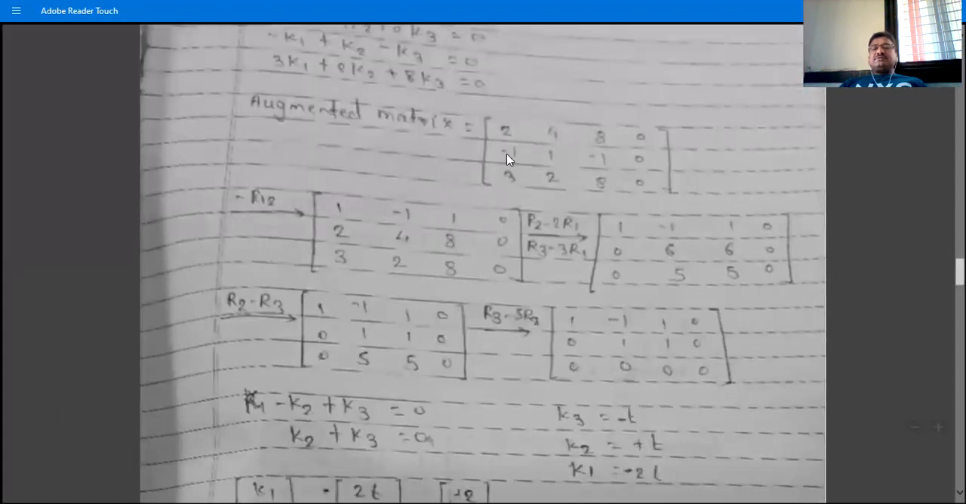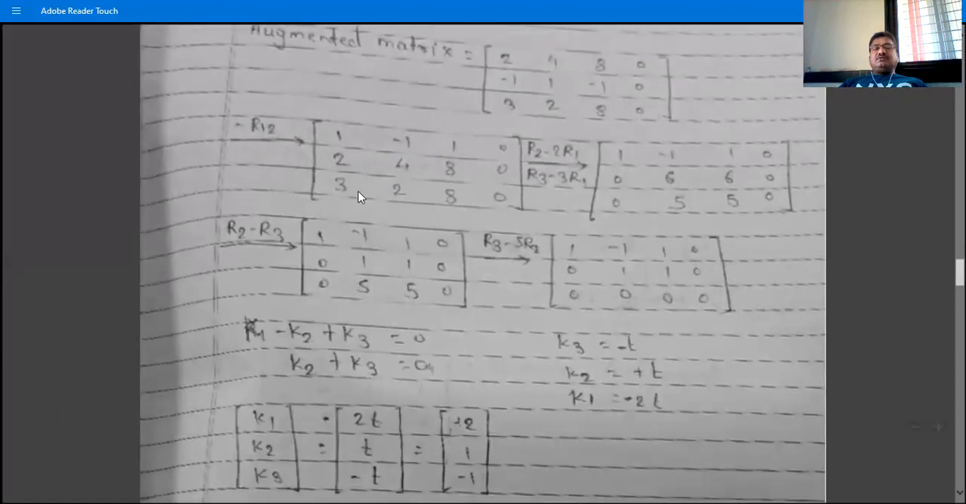Okay, and we have to reduce this matrix to echelon form. So R1 interchange R2, that is, interchange the first and second row, and then change the sign of the first row. So we have 1, -1, 1, 0 as the first row, then 2 4 8 0 and 3 2 8 0. Then we have to reduce this 2 and 3 to 0. So R2 - 2R1 and R3 - 3R1.